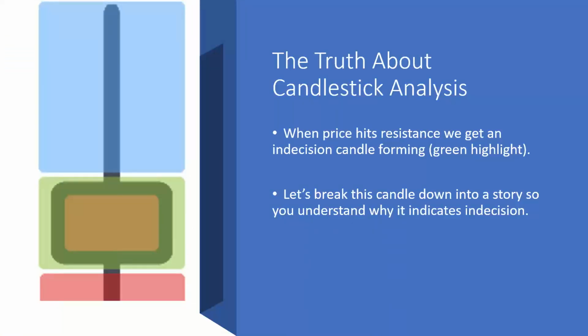So what becomes important here is where it occurs, because like I said, they occur all the time. But when price hits a resistance level or a support level, depending on whether it's going up or down, and that's where the candle forms, we get a clue into how candles are telling us the story of price.